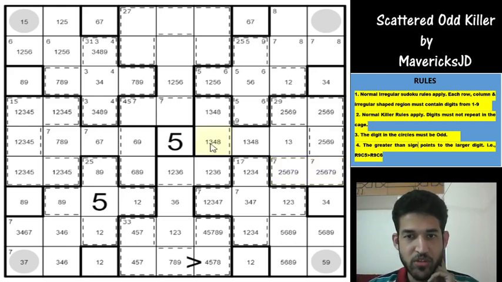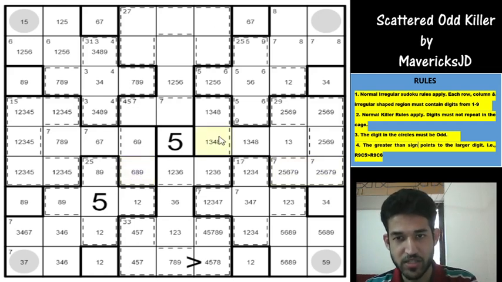And you also can remove the 8 from here because if that's an 8, you'll have an 8 here again and both of these are in the same box. So that's not 8, so that's 1, 3, 4.